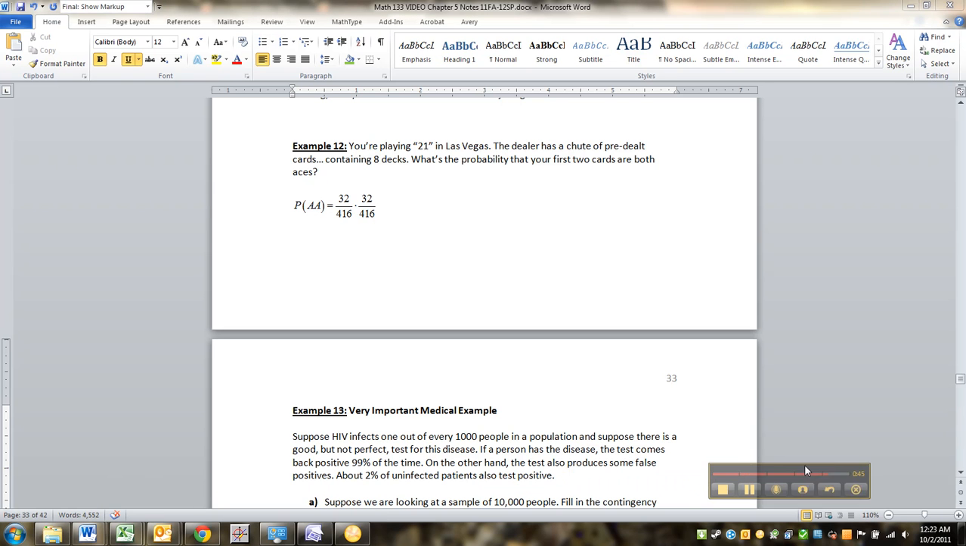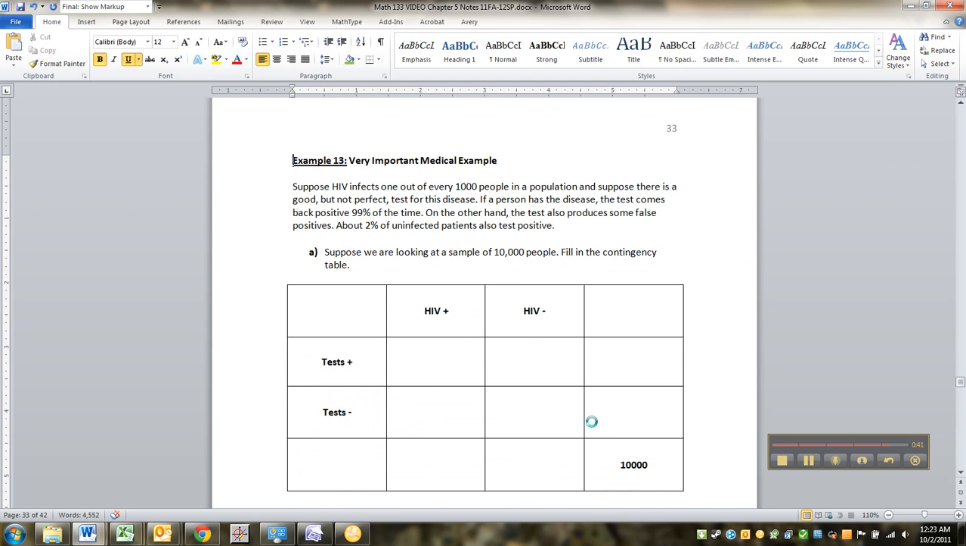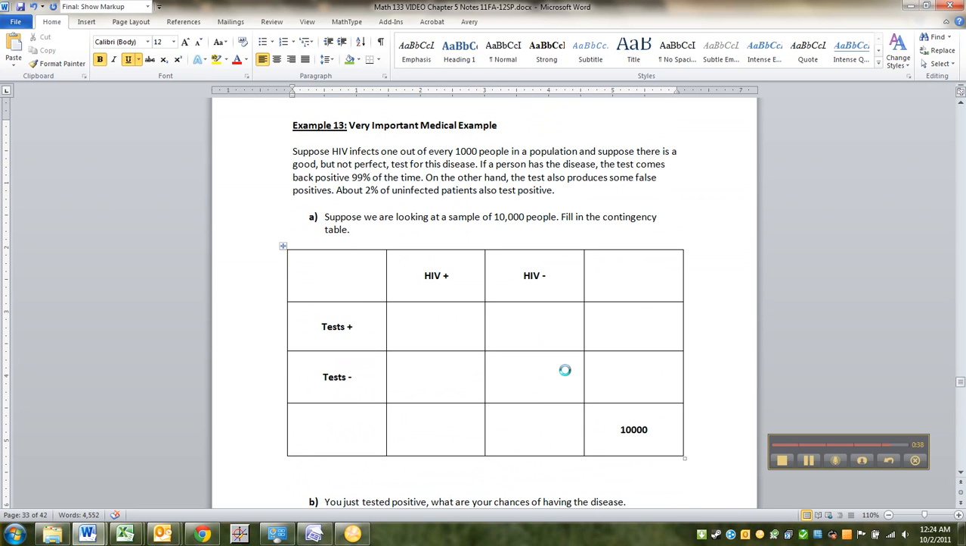Now we just have to do this last problem here, which is a really important example to see. It's talking about HIV in America, or actually any place, a rare disease. This doesn't have to be HIV. I'm just using HIV because it's a pretty rare disease in the U.S.